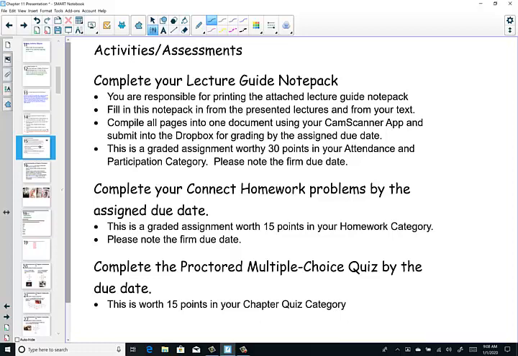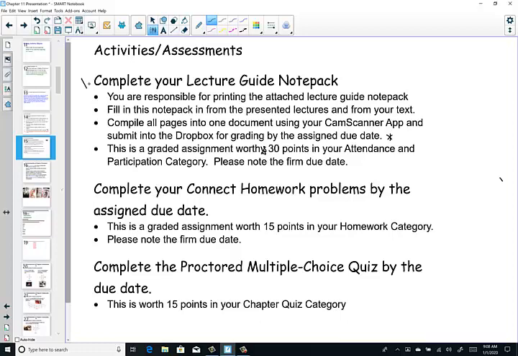Remember, you are responsible for printing for each chapter, filling in the note pack from the presented lectures and from your text. You'll compile all those pages into a single document, use your CAM scanner app, and submit into the Dropbox for grading by the assigned due date. Remember, those due dates are firm. Make sure you've checked out your calendar. These are graded assignments worth 30 points in your attendance and participation category. So, of course, the first thing we'll do together is fill out our note pack and present lessons.